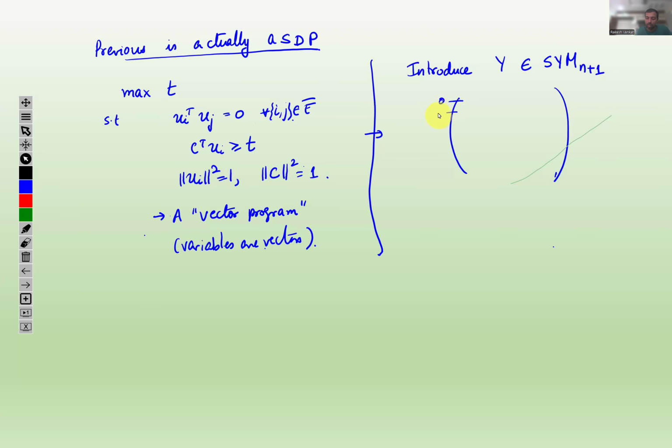So what you do is just relabel the variables. What I will do is introduce the matrix variable y, which is a symmetric matrix on n plus 1 variables. I'm going to call it y for some weird reason. I'm going to start indexing from 0, all the way till n.